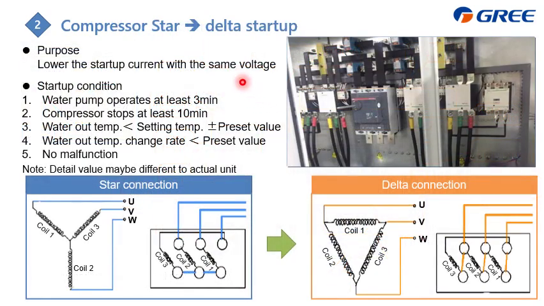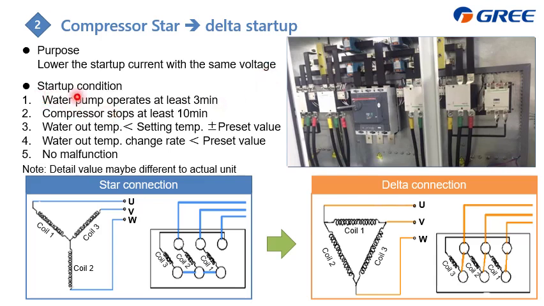And as for the on-off compressor, we mainly apply the delta startup method. The purpose of this is just to lower the startup current with the same voltage, which means we don't change the power input, just change the wiring of the compressor to lower the startup current.